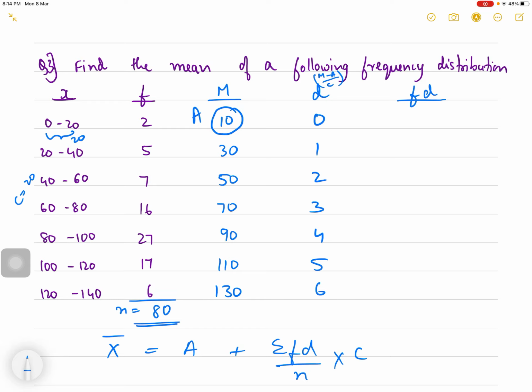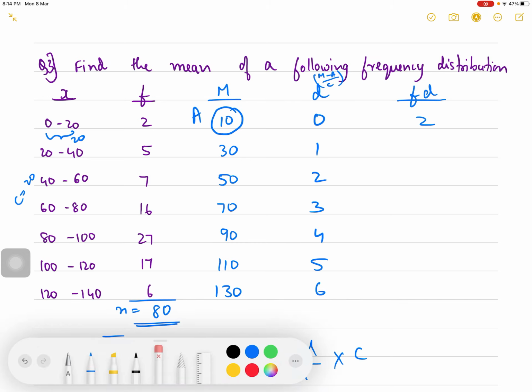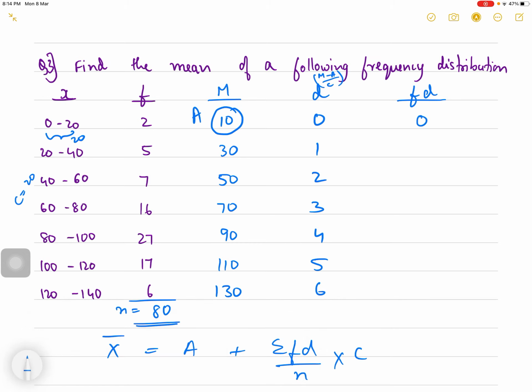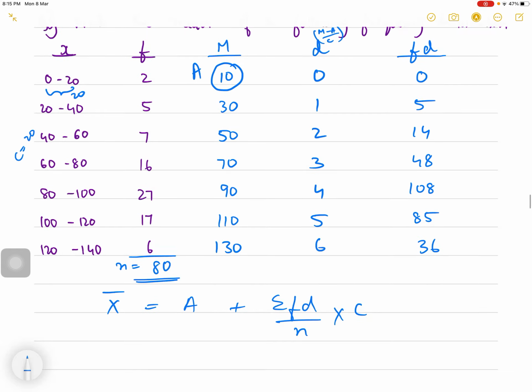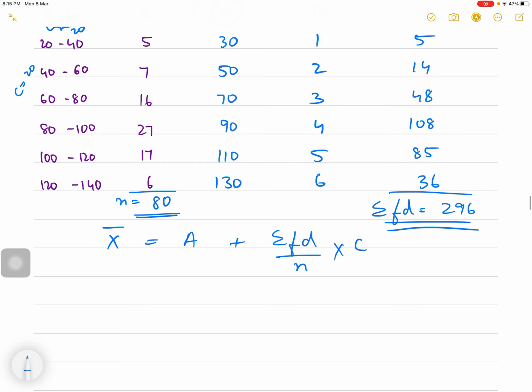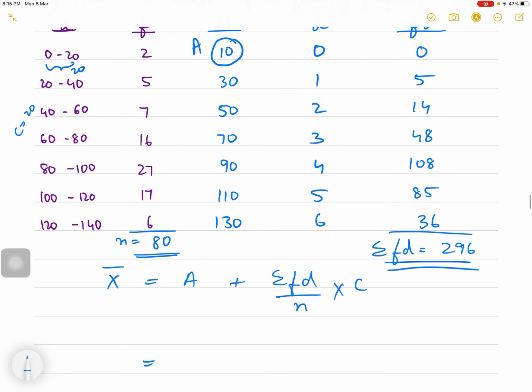So, okay, your next column is FD. So 2 into 0, 0. 5 into 1, 5. 7 into 2, 14. 16 into 3, 48. 27 into 4, 108. 17 into 5, 85. 6 into 6, 36. When you total this, it is summation FD. Total it, you get 296.